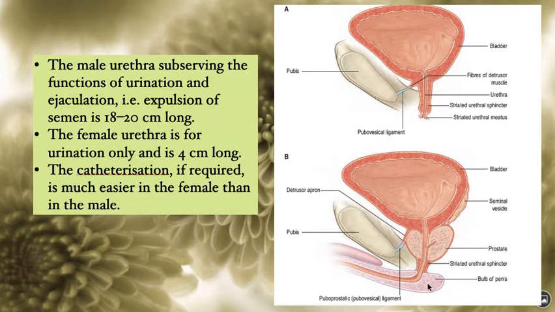The male urethra is subserving the function of both urination and ejaculation, that is the expulsion of semen, and is about 18 to 20 centimeter long, whereas the female urethra is only 4 centimeter long. If catheterization is required, it is much easier in the female.